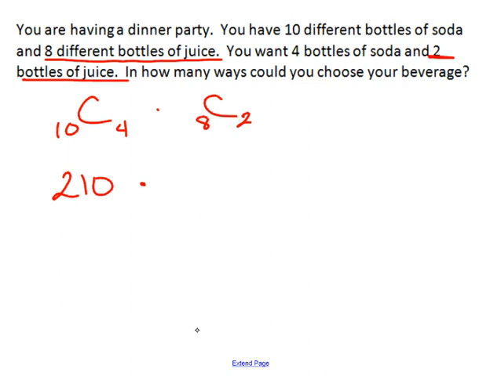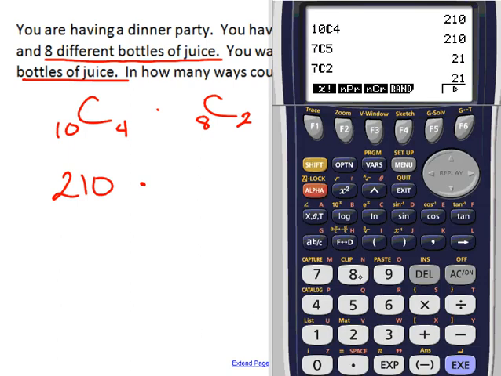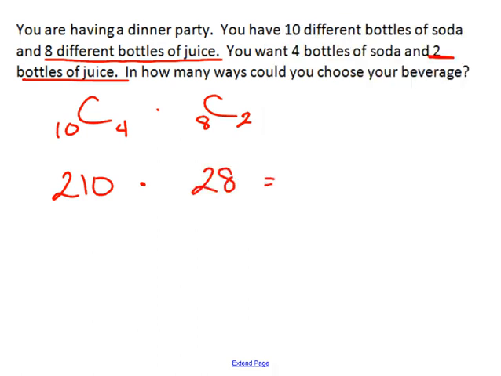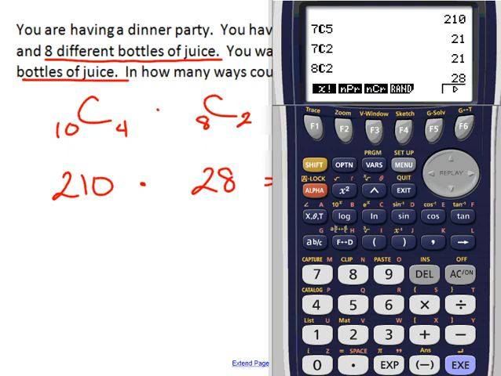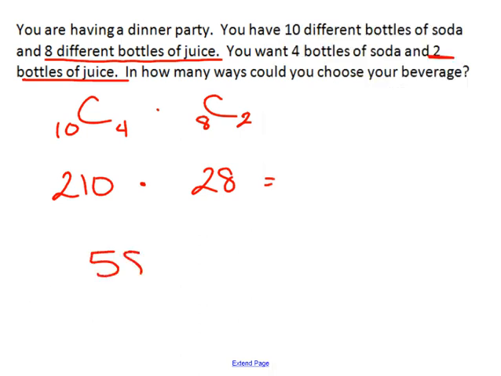8C2, you can do that one on the calculator. You can do it by hand. It's not too bad. 8C2, and that gets us 28. Now, if we multiply these two numbers and we take 210 times 28, that will get us 5,880 possible ways of setting out our juice and soda.